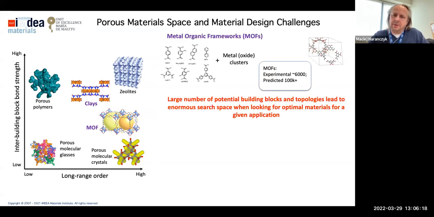So in particular, to give an example, metal-organic frameworks, those materials are made by organic linkers, metal or metal oxide clusters, to form the three-dimensional periodic frameworks that are porous. A number of synthesized MOFs is around 10,000. And we can also predict new materials by changing building blocks. And we have databases of those materials reaching hundreds of thousands.